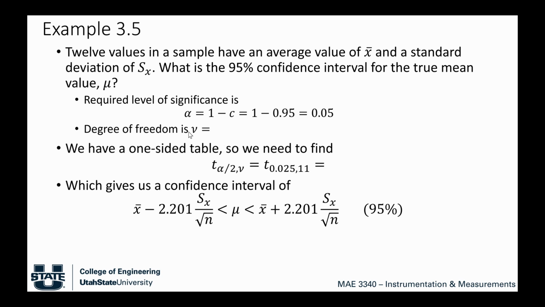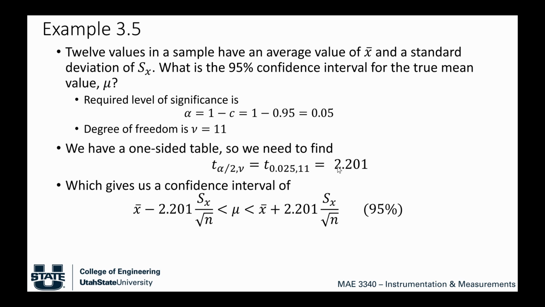If we remember, our nu is our number of samples minus 1. So how many samples do we have? 12 values, so we have 12 minus 1. Ends up being 11. And so we've got the two variables now. We've got our significance here divided by 2, and then our degrees of freedom, which is number of samples minus 1. And that's going to allow us to look up in the table what that value is. So we have those two values.